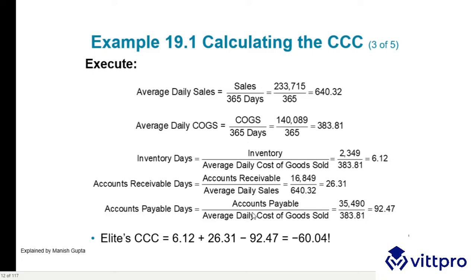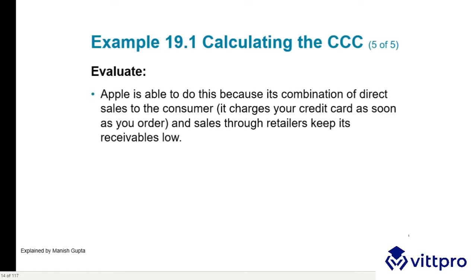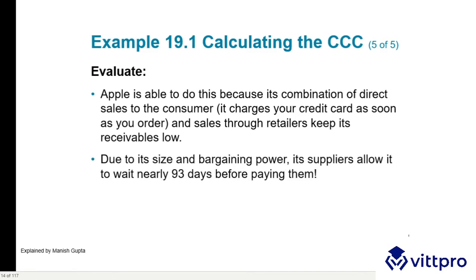They produce, right? And then they sell, and they collect the money already and keep it for 60 days before they go and pay their suppliers. So that's the ideal kind of situation. You are not spending your own money, you are taking the money from your suppliers and using it in your business. It's actually a negative cash conversion cycle, which means they receive the cash before they pay for the parts, right? But why are they able to do it?